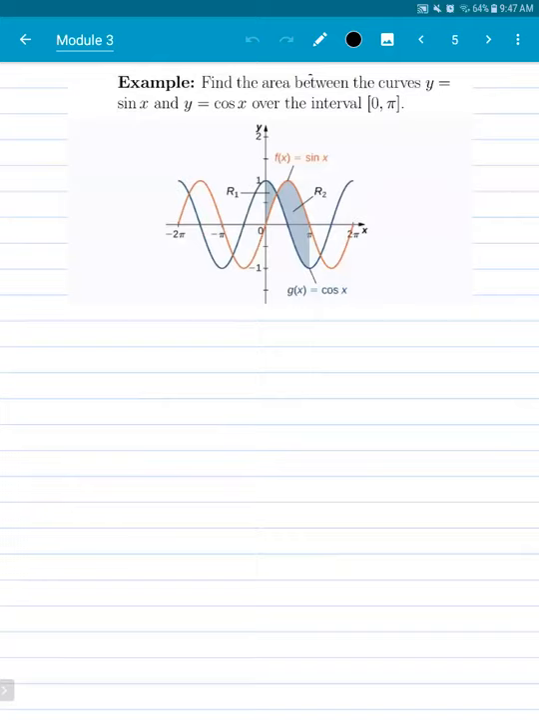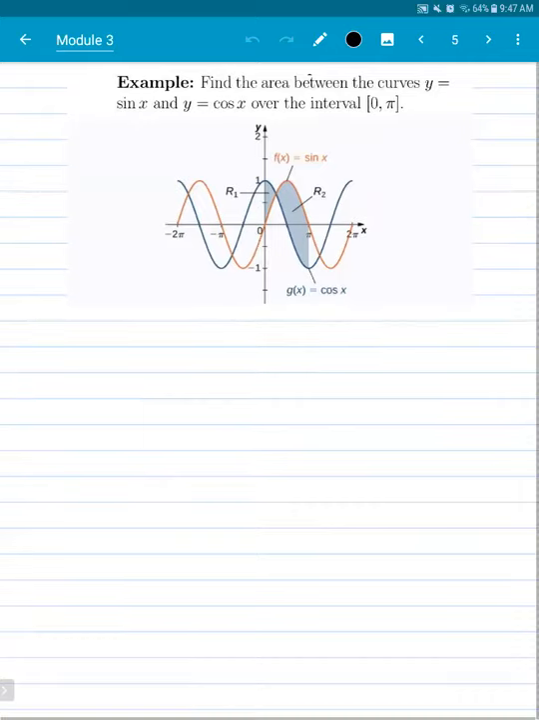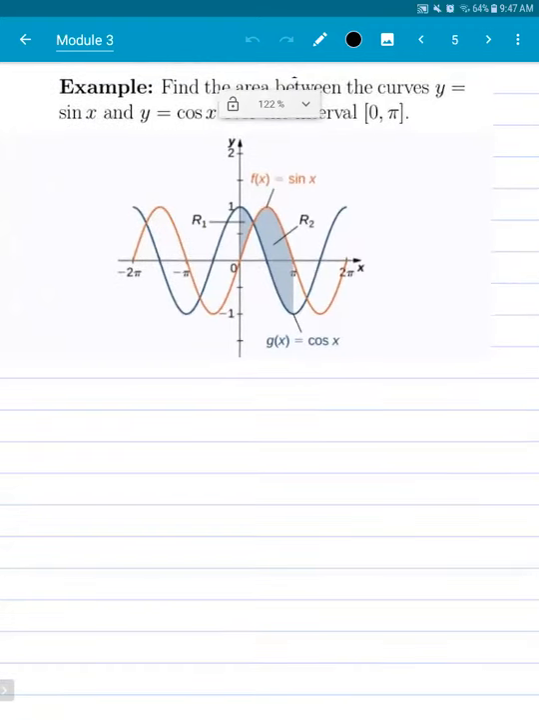So it's not always the case that one curve will be the higher one on the entire interval, as shown in the next example, where we are to find the area between the sine and cosine curves over the interval from 0 to pi. At least we now have the lower limit and upper limit. So how do we set up the definite integral that will give us the area of that shaded region?